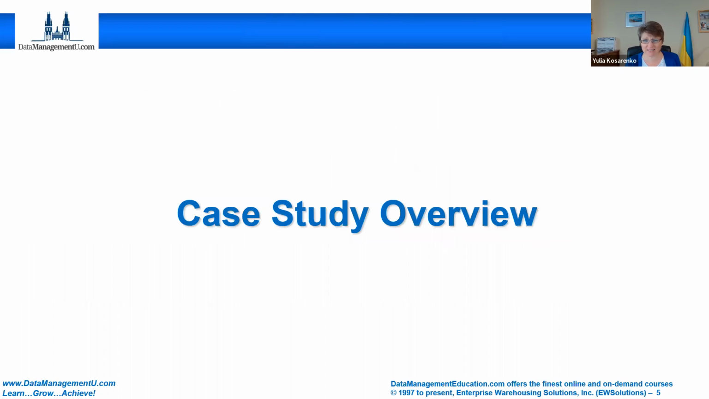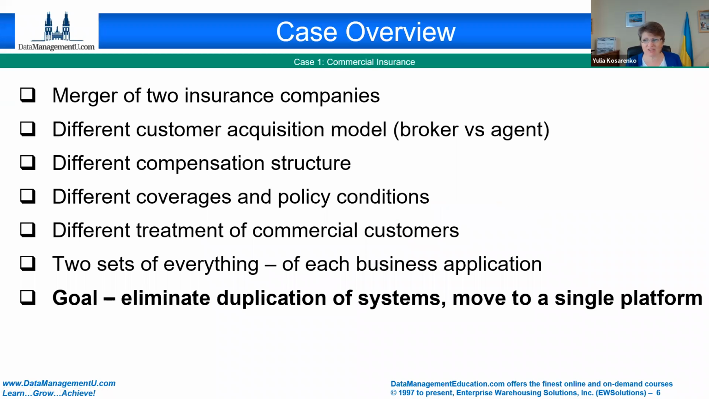So here are the 2 case studies I wanted to focus on today, because of course, using examples just makes all those big words so much easier to understand, right? So my first case is commercial insurance. Let me introduce it and just think about how complex it can be. We have a merger of 2 commercial insurance companies, and commercial insurance products are much more complicated than personal. These companies have different customer acquisition models, broker versus agent, and I'll explain where the big differences are. These 2 companies had different compensation structures, different coverages, different policy conditions, different treatment of commercial customers. So much of it was different in their business models. And of course, these 2 companies had 2 sets of all the systems, right? So imagine if you try to transform those 2 companies as they merge, how much complexity you're going to encounter.